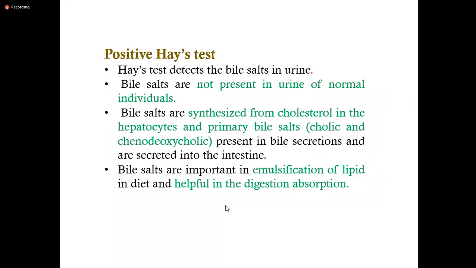This test is done to detect bile salts in urine. Normally, urine doesn't contain bile salts, but here the test can be positive. Bile salts are a component of bile which are synthesized from cholesterol in the liver. In acute hepatitis, due to destruction of intrahepatic biliary canaliculi, the accumulation of bile salts in the liver causes backward regurgitation into circulation. Since these bile salts are water soluble and can be excreted via urine, the Hay's test can be positive.